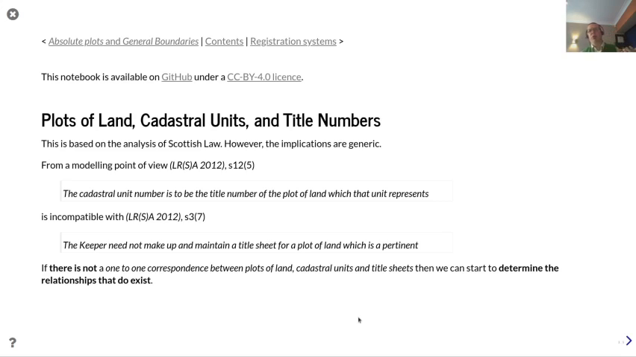So if there's not a one-to-one correspondence between plots of land, cadastral units and title sheets, let's think more deeply about the nature of that relationship, because it's a key relationship in terms of numbering and unique identifiers.